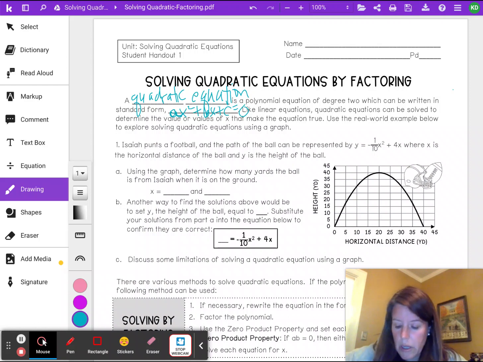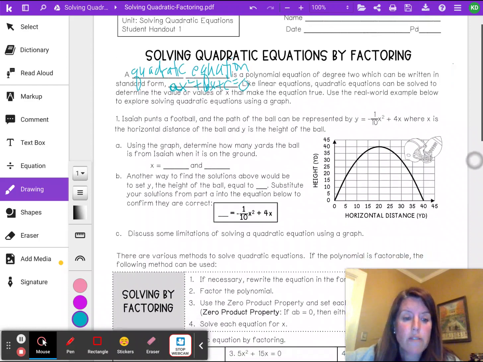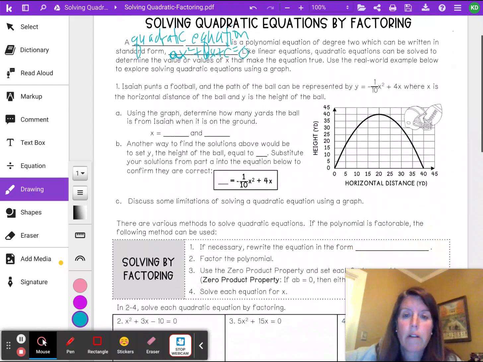So if we were to put a value of x in there and solve, the one that makes that true, or both sides equal to each other, that's how we would solve them. Anyway, we're going to use this first example to see how we can solve them by using a graph. So just by looking at a graph.